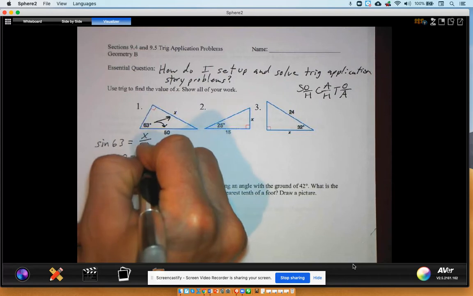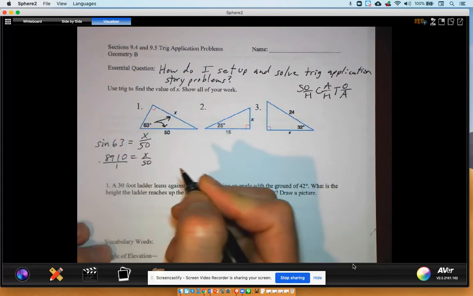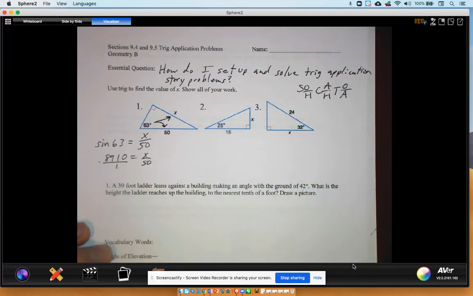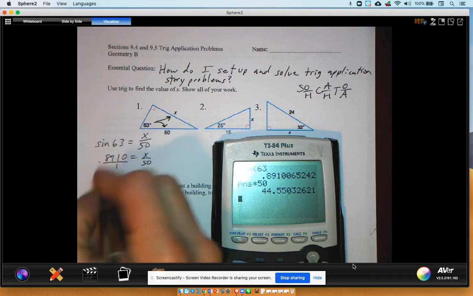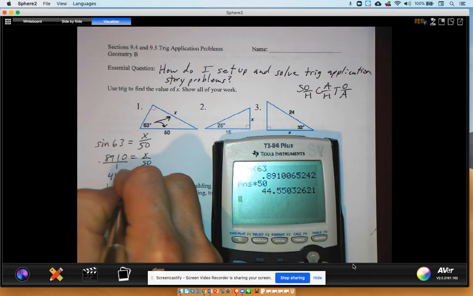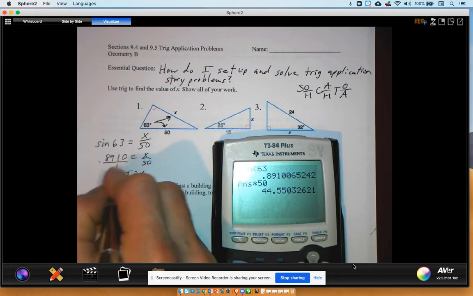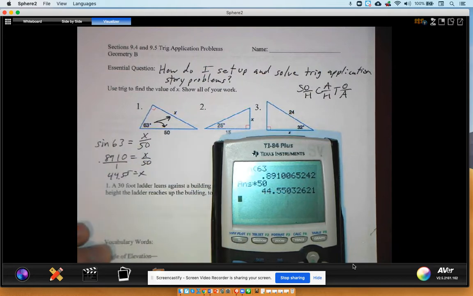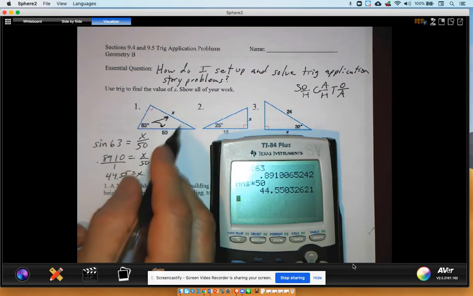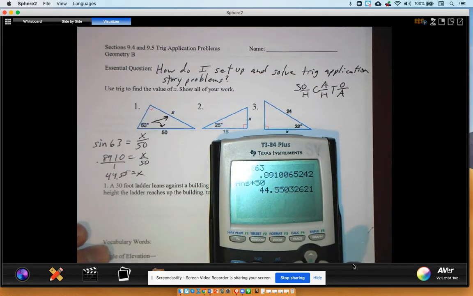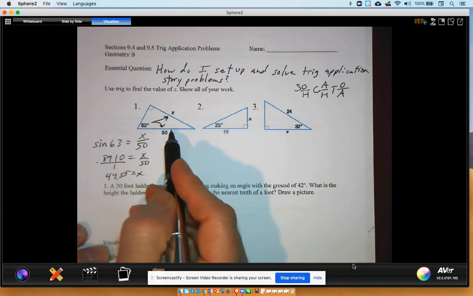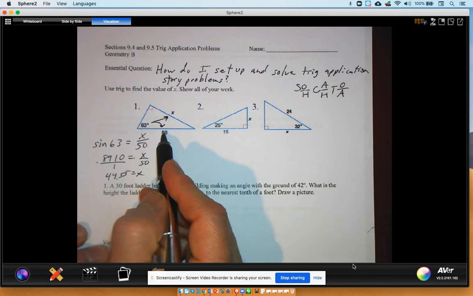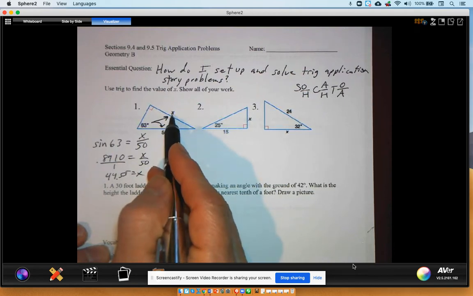0.8910 equals x over 50. We're going to put that over 1 and cross multiply. So we're going to take that 0.8910 and multiply it by 50. That's 44.55 equals x, because x times 1 is x. 50 times 0.8910 is x. So this length is 44.55. That should make sense because the hypotenuse is the longest side of the triangle. So this 50 here is longest, and x should be shorter than it.